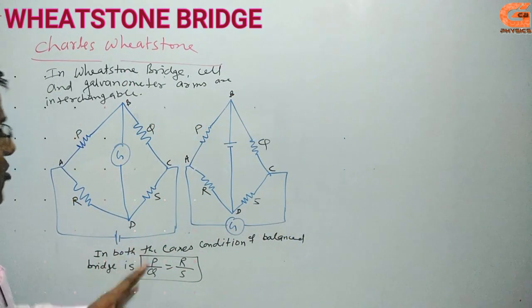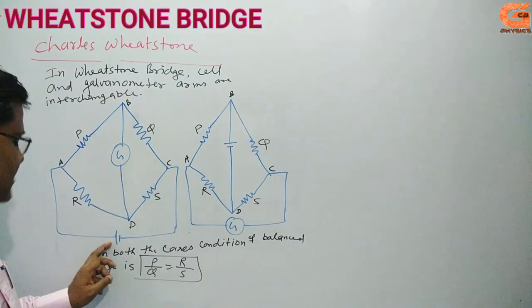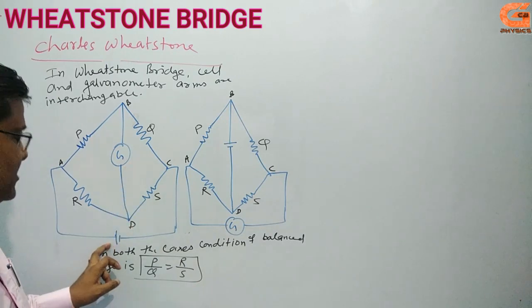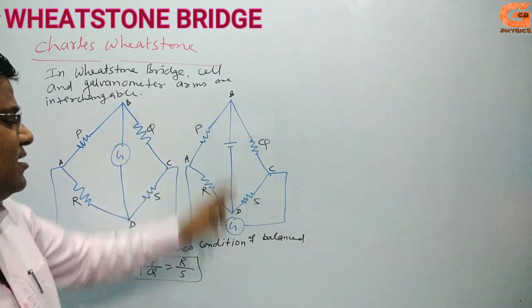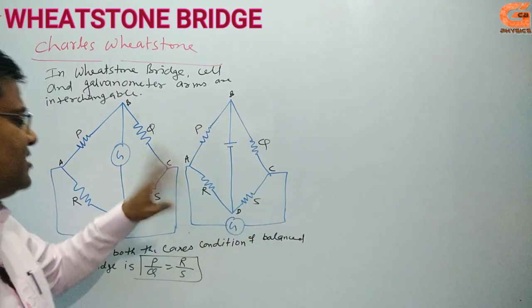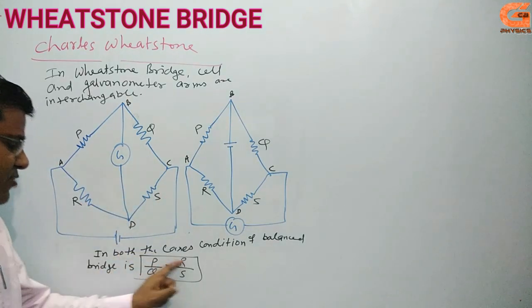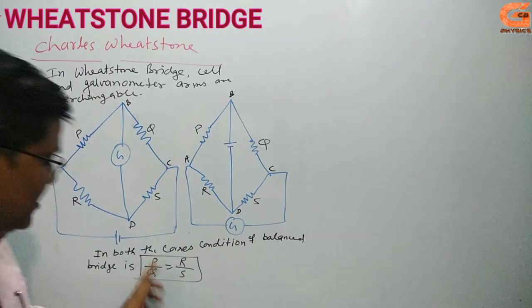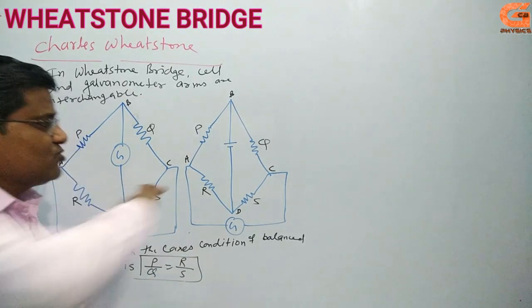Here the topic is to interchange the galvanometer and cell. Galvanometer is in this position and cell is in this position. Here the cell is in between the circuit and the galvanometer is outside the circuit. Then it may be possible in this case also that P by Q equal to R by S. Just as I proved in the previous topic P by Q equal to R by S, now we want to prove this one.